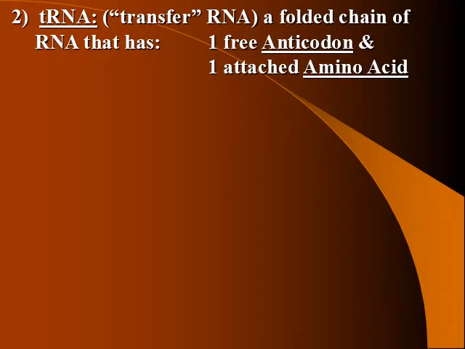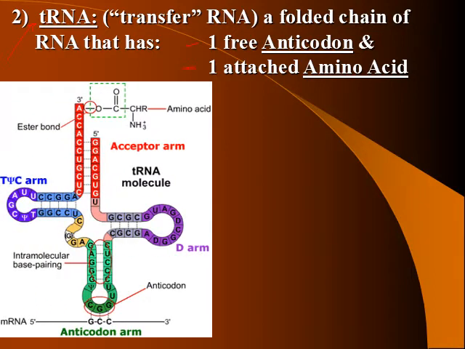The second type of RNA is called tRNA, and again, the T up here is lowercase on purpose. The T stands for transfer RNA, and this is a folded chain of RNA, and it has 2 unique features. It has one free anticodon, and one attached amino acid, and sometimes they'll call this the anticodon site as well. Looks kind of like this.